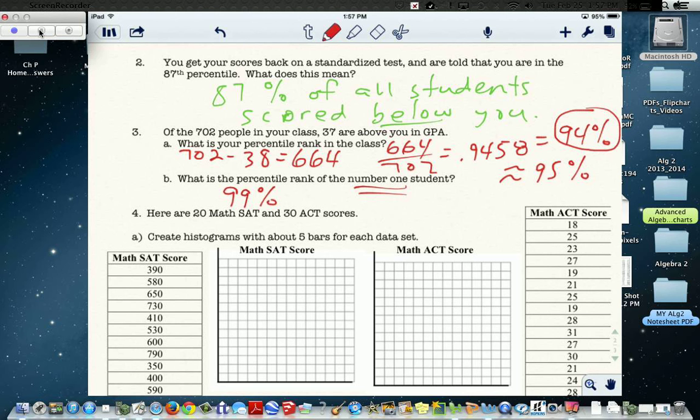So I'm going to give you a chance to now look at number 4. Try to create some of these histograms, and we want histograms that have 5 bins for each data set. So look for your maximum and minimum and draw those in. I'm going to pause now and draw my own, and then we'll come back to the video.